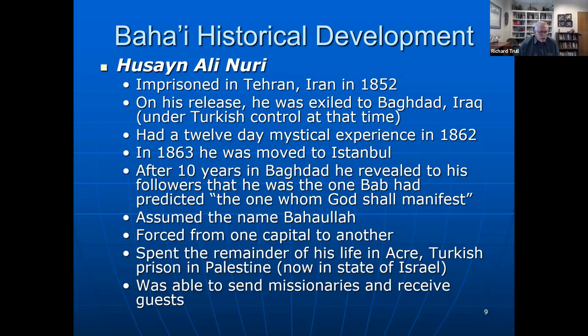He had 10 years in Baghdad, in which he revealed to his followers that this was the one the Bab had predicted, the one whom God shall manifest. So that's when he takes the name Baha'u'llah, basically saying that he is the actual Mahdi. And of course, this doesn't help the persecution situation. So he's forced to flee from one capital to another, or sometimes, in the case of whoever is protecting him, they move him. He spent the remainder of his life in Acre, a Turkish prison in Palestine, which is now in the state of Israel. But he was still able to send out missionaries and receive guests. So it was more like a kind of house arrest situation.